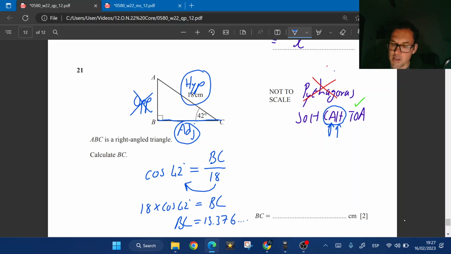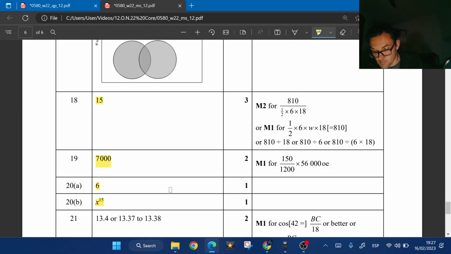Alright, does this answer make sense? 13.376. Yes, because 13 is less than 18. And remember, the hypotenuse is always the longest side. How are we going to round it? Well, three significant figures will be 13 point, and after the 3 there's a 7, so 13.4. Okay, 13.4, but if you write the unrounded answer, you can still get full marks.